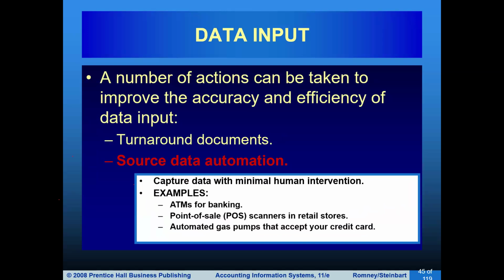Then you have source data automation. Another one is the ATM for banking. Point of sale in retail stores like a supermarket scanner. Automated gas pumps that accept your credit card. Those places capture data with minimum human intervention. You don't have human error.